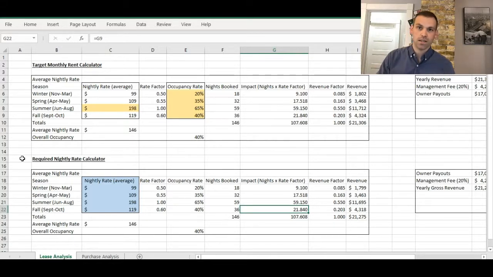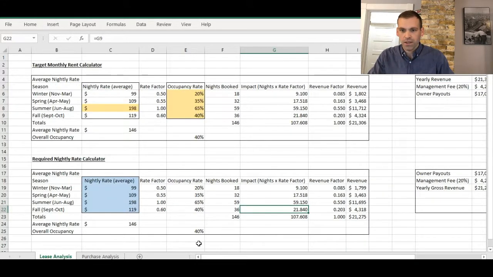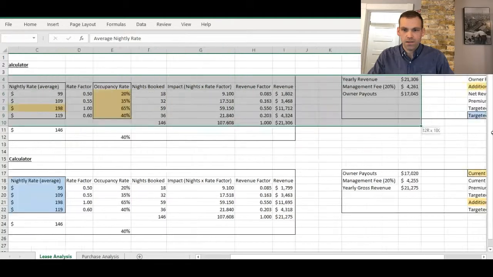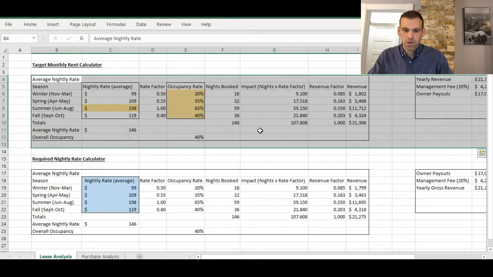That's kind of the incentive to do this, right? So here's how we do that. I've got a couple of calculators built out here, and basically these two boxes go together, and then these two boxes down here go together, and they're essentially mirror images of each other. So I'll show you how this works.